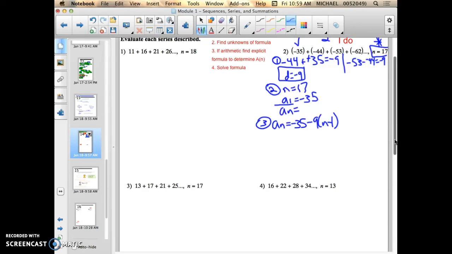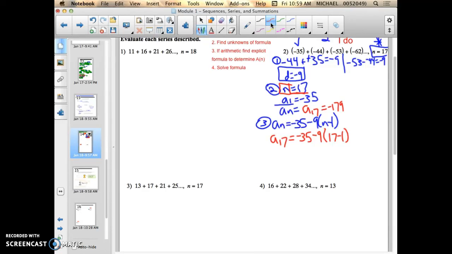And in this case, for a sub n, we want to find a sub 17. All right? It tells me my n is 17. So a sub n is going to be a sub 17 equals negative 35 minus 9 times 17 minus 1. This is going to give me my a sub n in this case. All right? So I'm going to write a sub 17 equals an unknown, but I'm about to figure that out. I'm going to plug into my calculator: negative 35 minus 9 times 17 minus 1. It's negative 179.